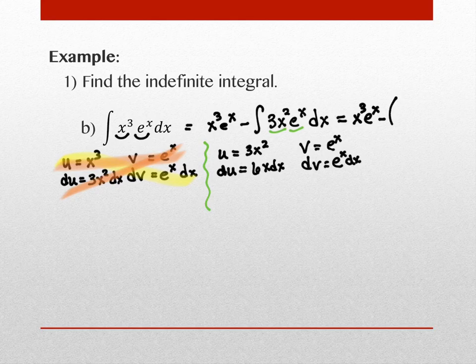Then I have a minus, and I need to make sure that I'm subtracting everything after that. We'll clean that up with the negative in a minute, but careful. So I'm multiplying across the top. So that's 3x squared e to the x minus the integral, and I multiply along the opposite diagonal, which is 6x e to the x.